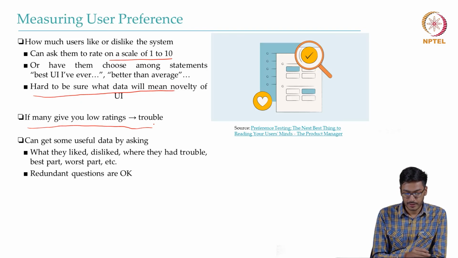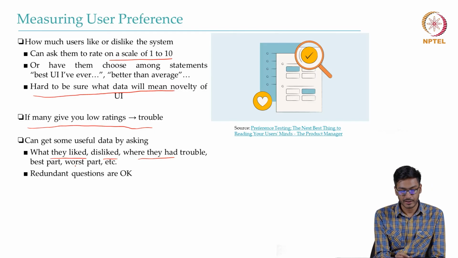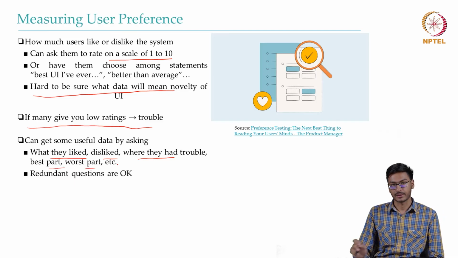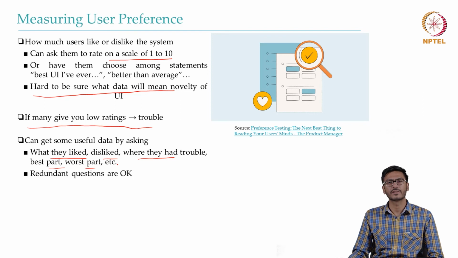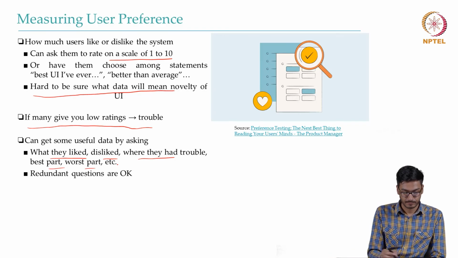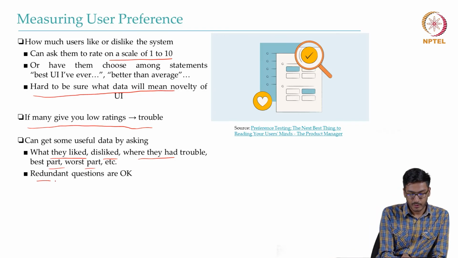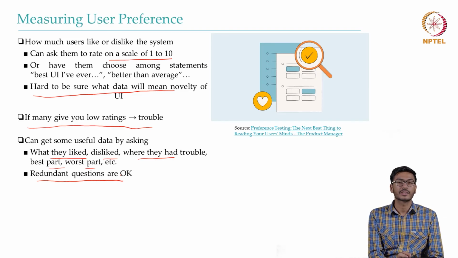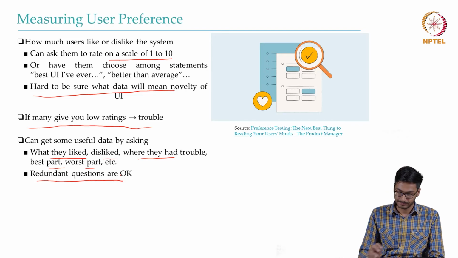We also get some useful data by asking what the users liked, what they disliked, where they had trouble, where they had fun, the best part and the worst part. This helps us identify the core problems and the core ideas that the users liked. And redundant questions are totally okay to make sure that the users completely understand and answer the questions properly.